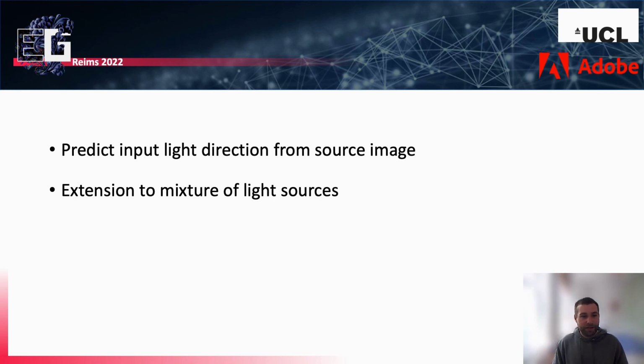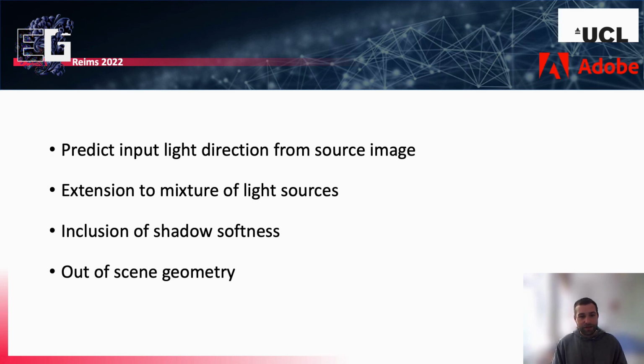Secondly, we would like to extend this to a mixture of light sources. Currently, we assume one dominant sun direction. However, as light just sums linearly, we could imagine a system where we have lots of different lights. We would also like to include shadow softness as a parameter, so you can also change how soft the shadow is for the relit image. This should be an easy extension as it can be included in the training data.